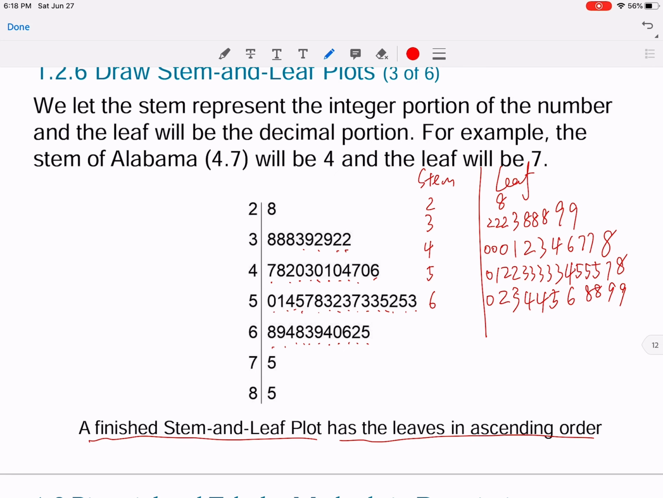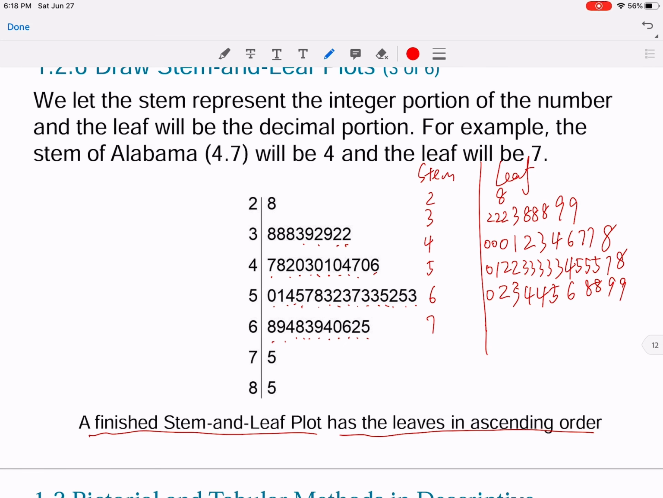And then stem 7, we only have a 5, write it down. Stem 8, only have a 5, write it down. Now we're almost done. So there is only one more equally important part, which is the key of this plot.